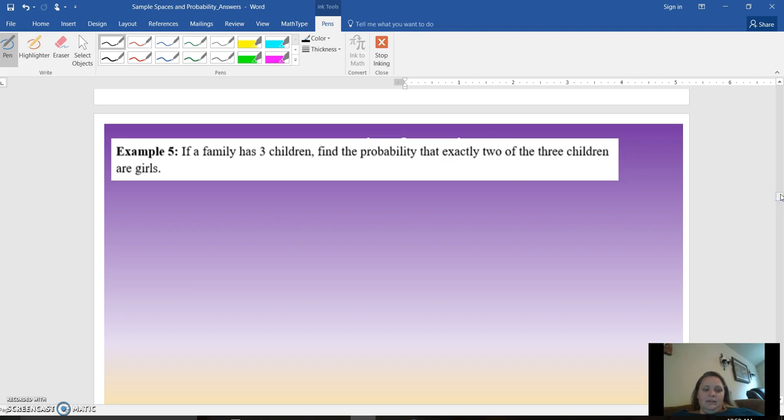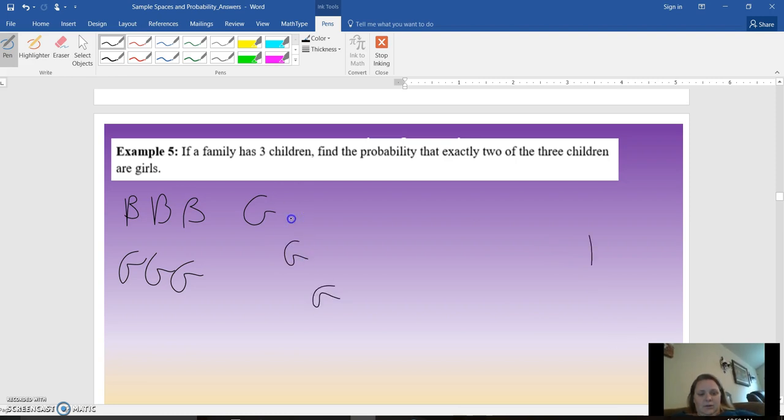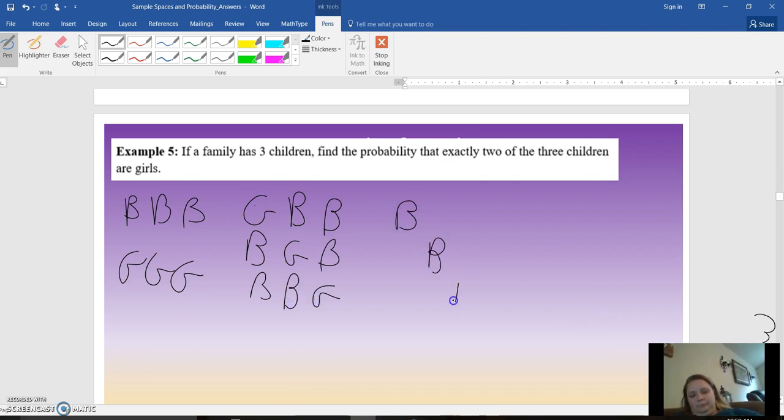Okay, so a family has 3 children. You want the probability that exactly 2 are girls. So remember we had all boys, all girls, and then you put the girl with the boy. Notice my go-to is to do the girl on the diagonal, and then I do the boy on the diagonal.